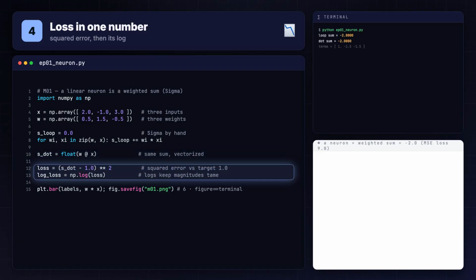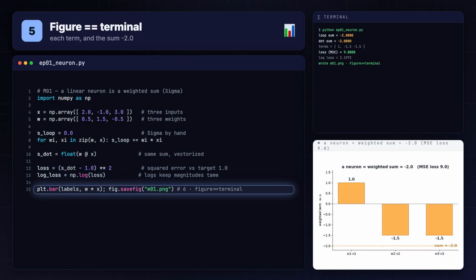We add a tiny squared error loss against a target, just one number measuring wrongness, and take its log to show logs keep magnitudes friendly. Finally, we print everything and draw a bar chart of each term wi times xi with the total annotated. The figure and the terminal say the same thing.